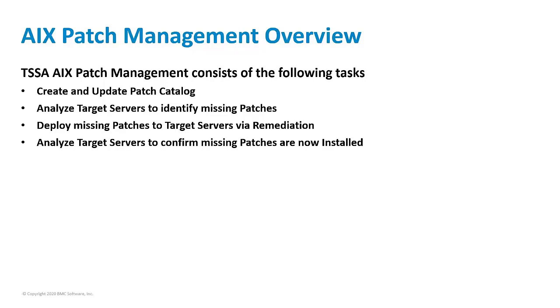TSSA AIX patch management consists of the following tasks: create and update patch catalog using a catalog update job, analyze target servers to identify missing patches using a patch analysis job, deploy missing patches to the target servers via remediation, and analyzing target servers to confirm missing patches are now installed on the server post remediation.